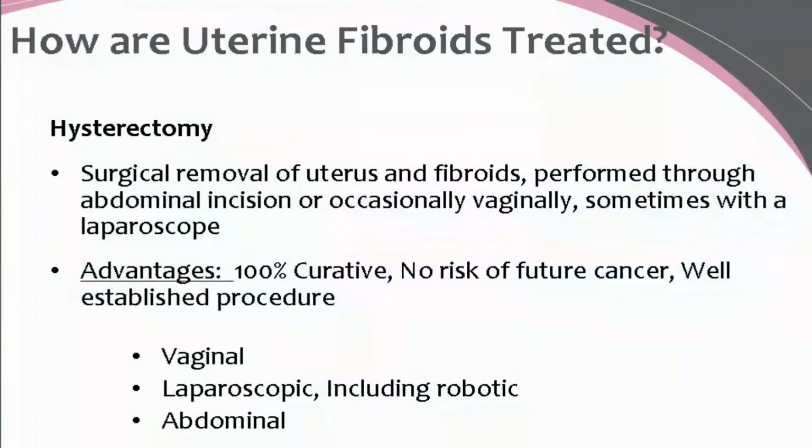So hysterectomy, everybody's heard of a hysterectomy. Hysterectomy is basically surgical removal of the uterus. It is the gold standard for fibroid treatment. It's done by the gynecologist. It's removal of the fibroids and most of the time the ovaries. It's 100% effective. If you don't have a uterus, you can't have fibroids and you won't have any bleeding symptoms.